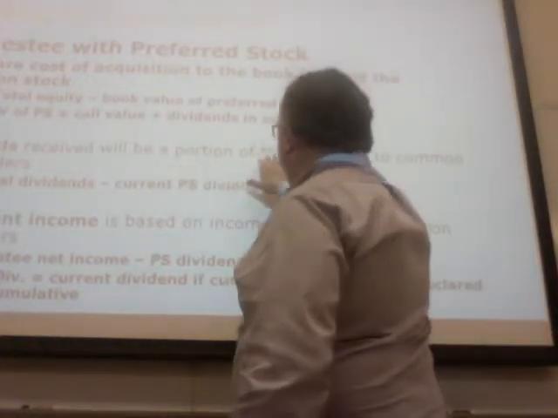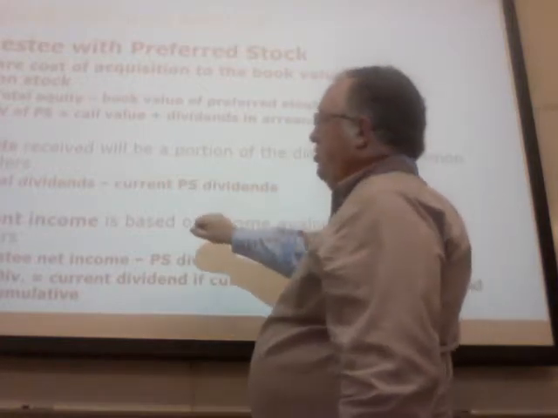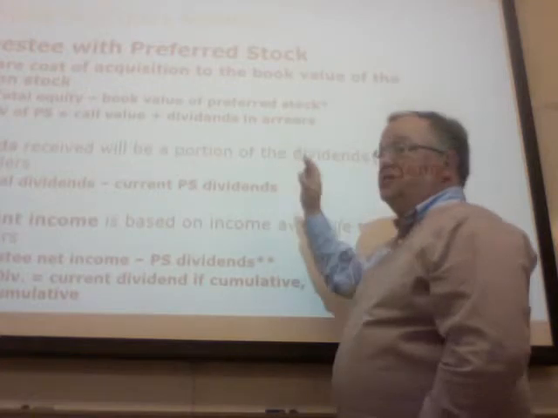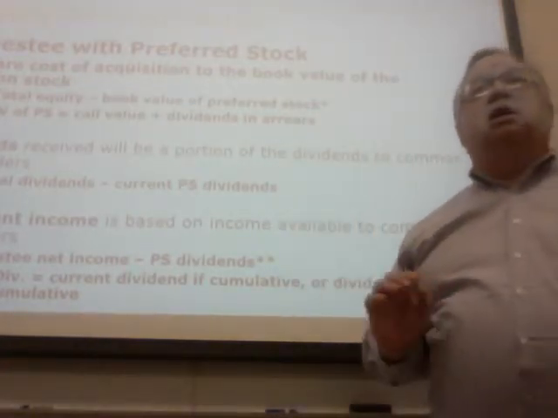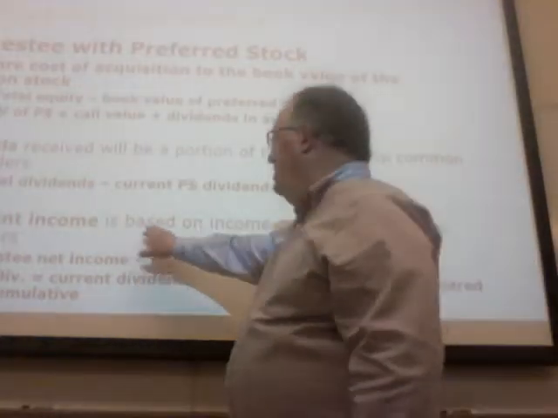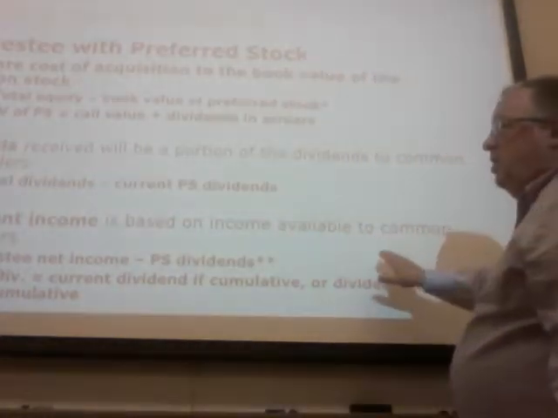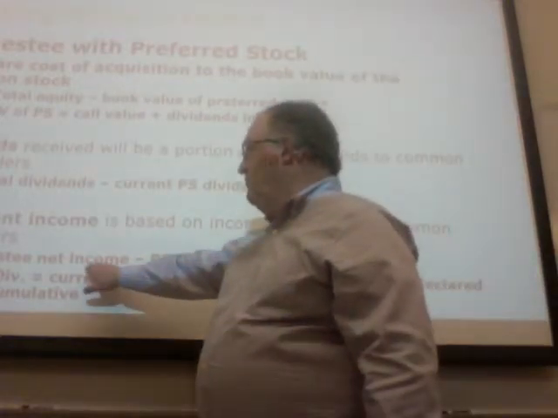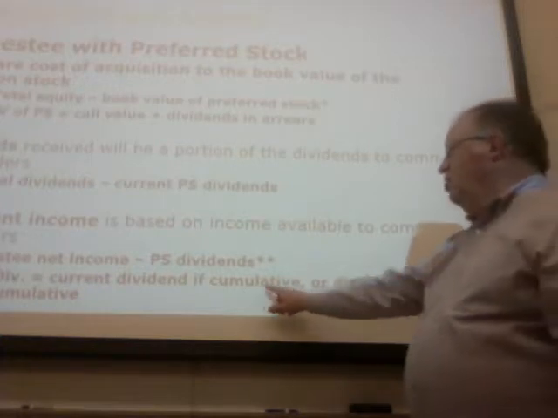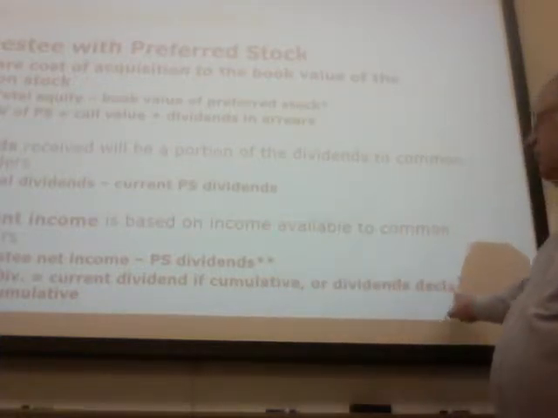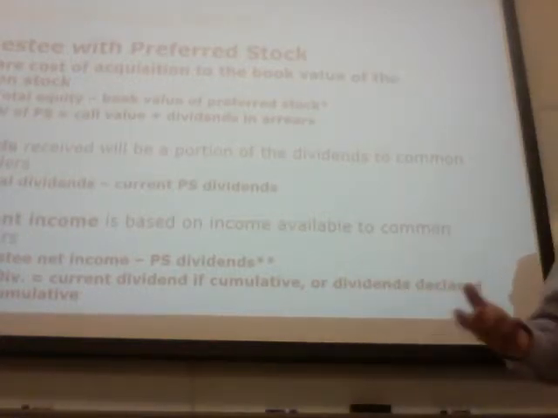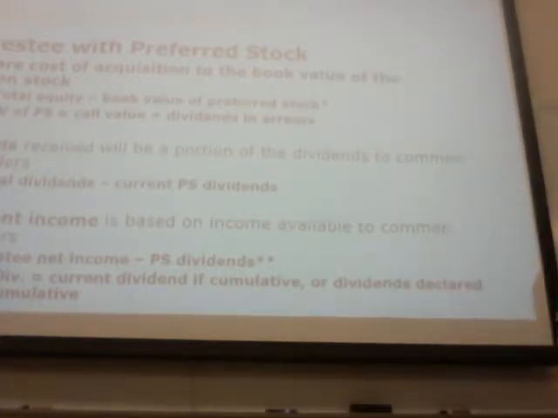Again, dividends received will be a portion of the dividends to common shareholders. Obviously, total dividends minus current preferred stock dividends are going to be the dividends to common shareholders. It's only the dividends to common shareholders that we get a piece of. And investment income is based on income available to common shareholders. So that's going to be the investee's net income minus the preferred stock dividends, and the current dividend if cumulative, or dividends declared if non-cumulative. So if it's cumulative, it means you got to pay the dividend no matter what.